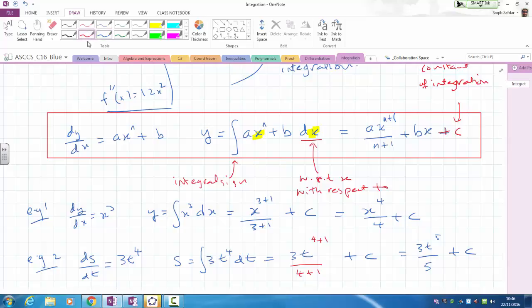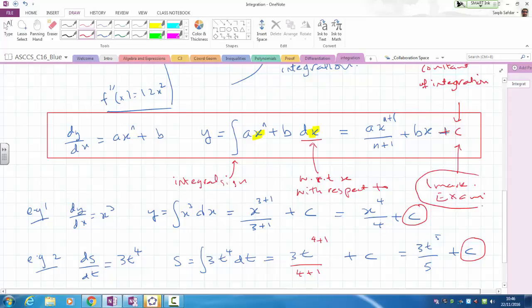Now this constant c, this arbitrary constant, is normally 1 mark in an exam. One nice easy mark. Make sure you don't lose that. And that's for a general solution. The general solution, remember, covers all the possible cases we can get.